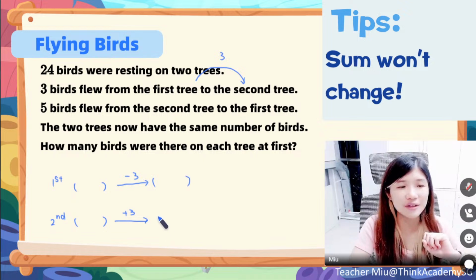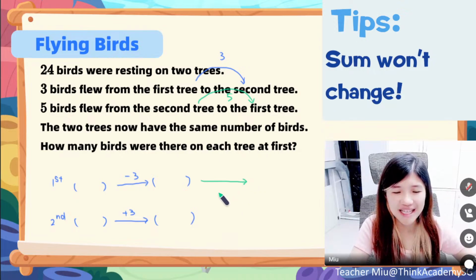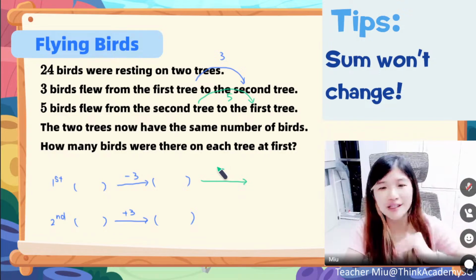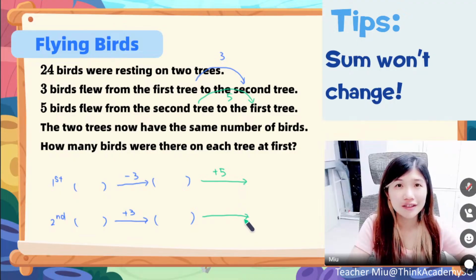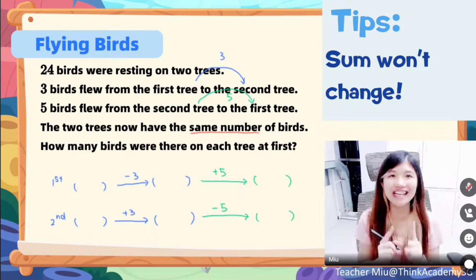Okay, then continue. This is the first transfer. What about the second transfer? It's like five birds are flying from the second tree to the first tree. So what happened to the first tree? Well done. Five of those are flying from the second to the first. That means we will got five more on the first tree. Then what about the second tree? Five birds are flying away, right? That's why it's supposed to be minus five. And in the end, both trees got the same number of birds. Do you know exactly how many birds there are?